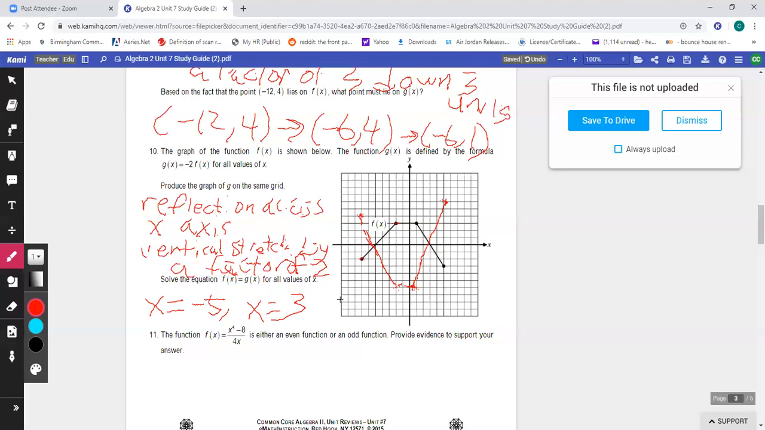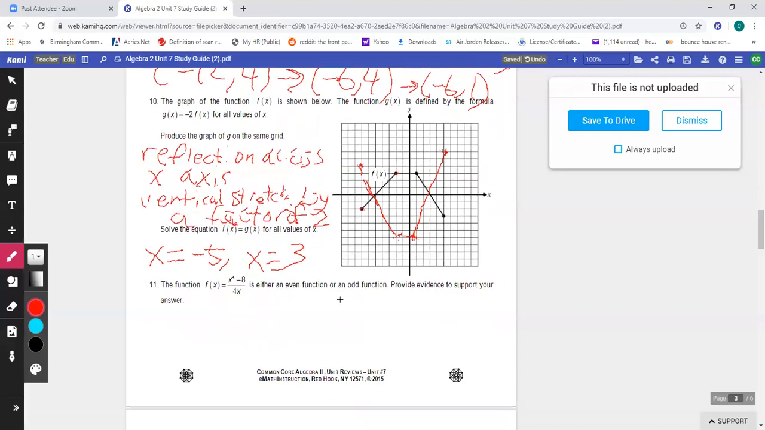Now, number 11, it says the function f of x is equal to x fourth minus 8 over 4x is either an even function or an odd function. Provide evidence to support your answer. Okay, so remember, even functions, opposite inputs have the same output. Odd functions, opposite inputs have opposite outputs. So the way we're going to do this is we just need to input opposite x values and see what we get as our answer.